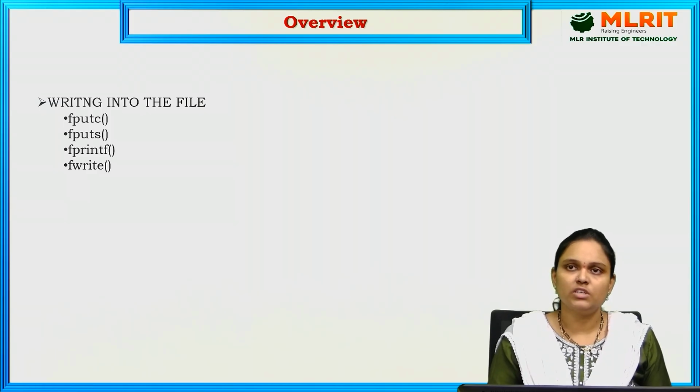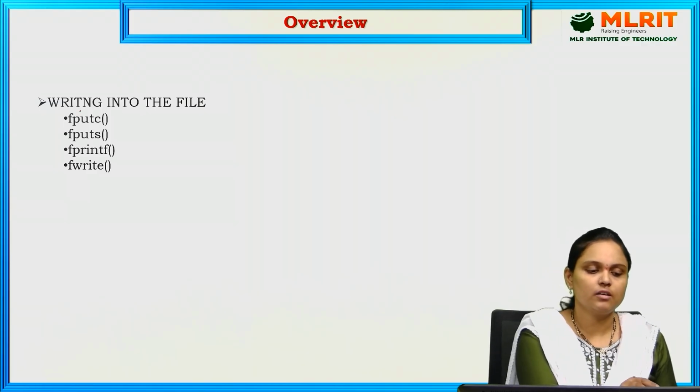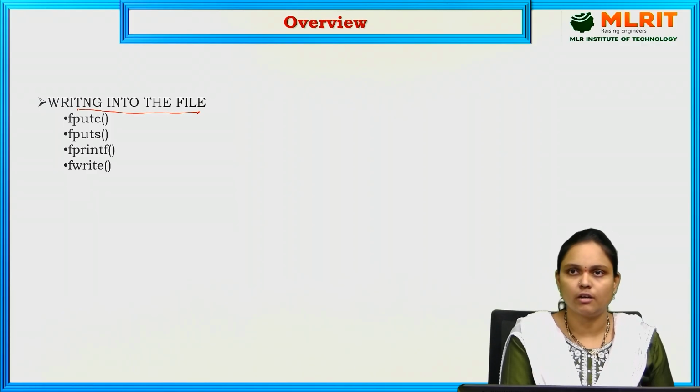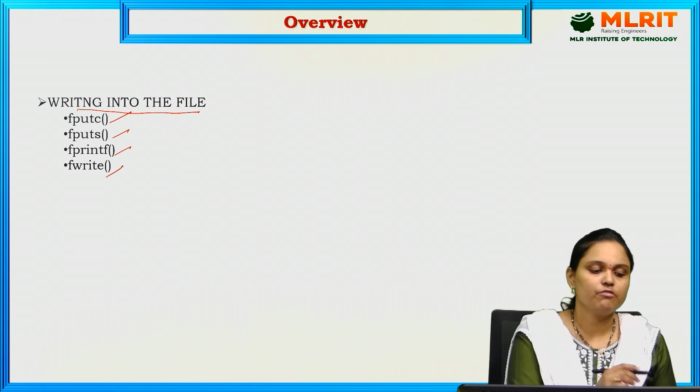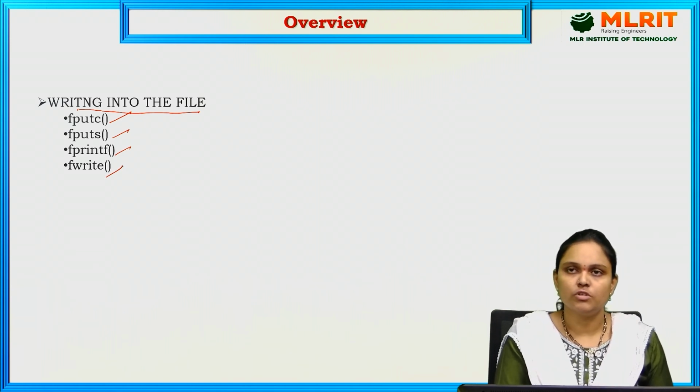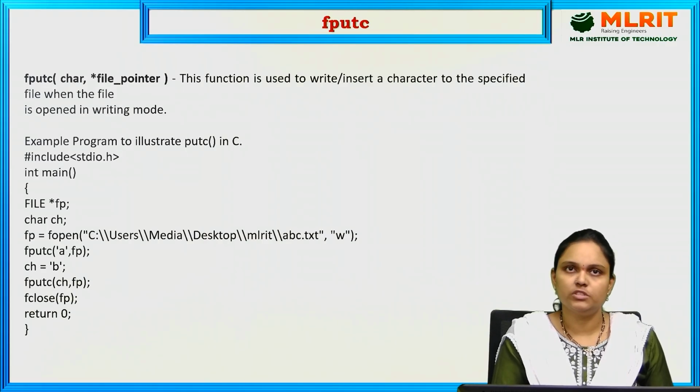And coming to today's session, we are going to see how we can write information into the file. To write information into the file, we have some functions, that is fputc, fputs, fprintf, and fwrite. So we are going to see all these functions in detail. The first one is fputc.